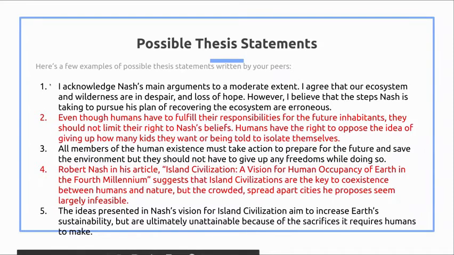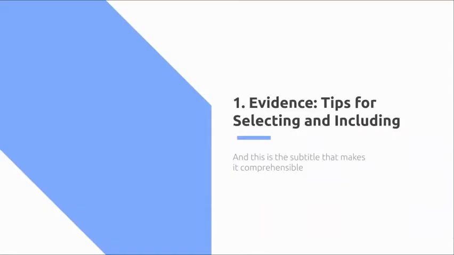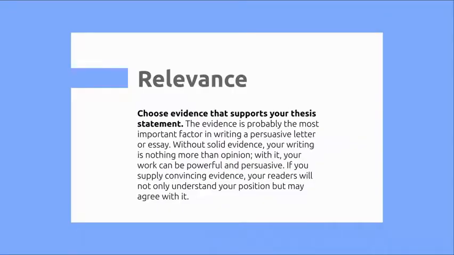I would almost rank these in the order that you see here, one being 2, probably the weakest, then 1, then we get to 3, 5, and 4, probably my favorite, even though we got to get the title and the author out of there. Okay, so hopefully you guys in your discussion are looking at each other's thesis statements, giving each other feedback. Hopefully this helps. So here are just a couple tips for evidence, selecting and including.